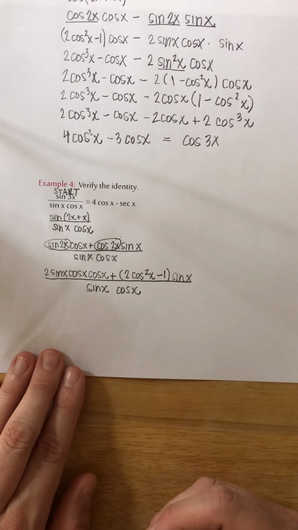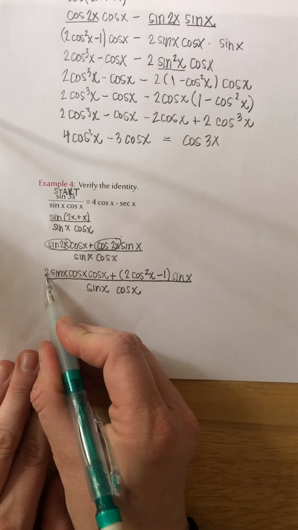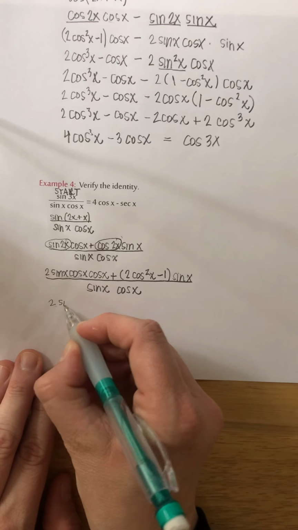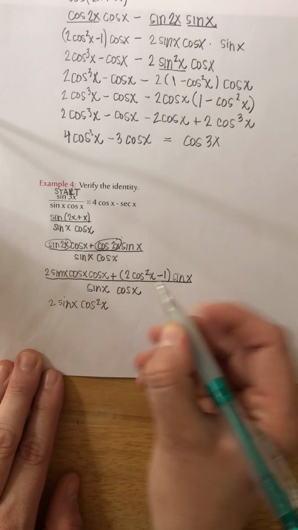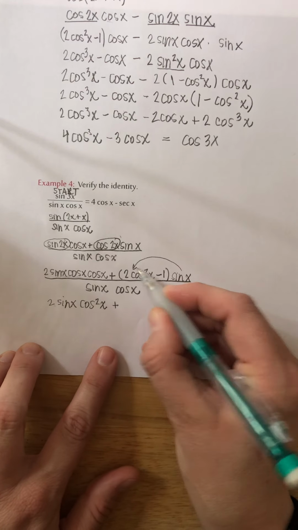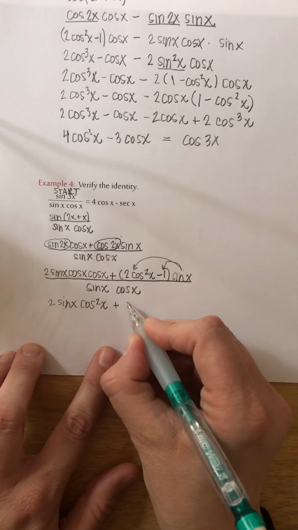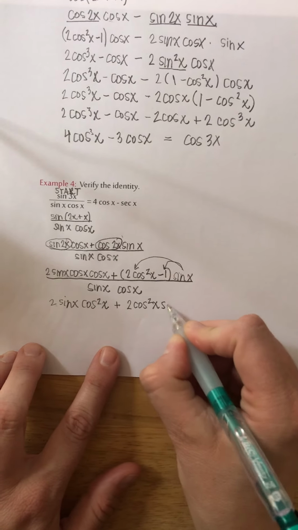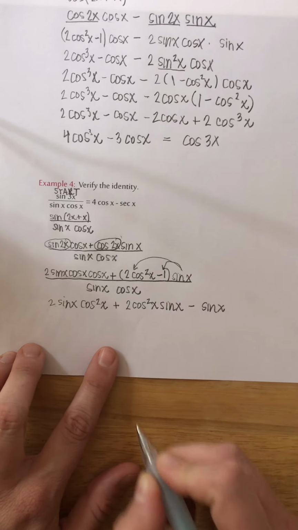All right, so let's start simplifying some things. With this first part of the numerator, I have 2 sine x, cosine x, cosine x. I can rewrite that as cosine squared x. And then for the second part, I'm definitely going to have to use the distributive property because there's that minus sign in there. So let's see what that looks like. That would be 2 cosine squared x sine x minus sine x.